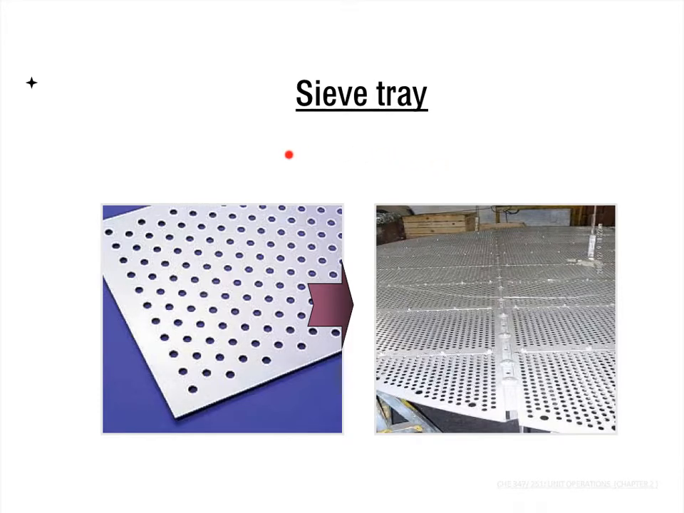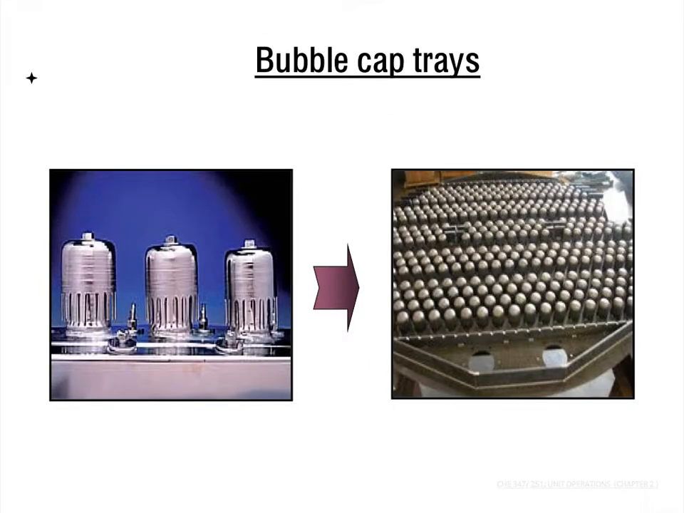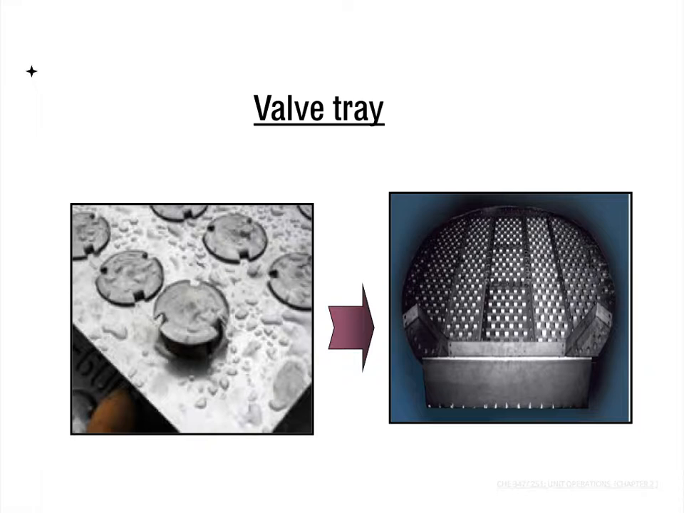This is how the sieve tray looks like. You can see there are many small holes to allow the vapor to go through perpendicular to the tray, and most of the liquid will flow parallel to the tray. So this is a bubble cap tray, and this is a valve tray.